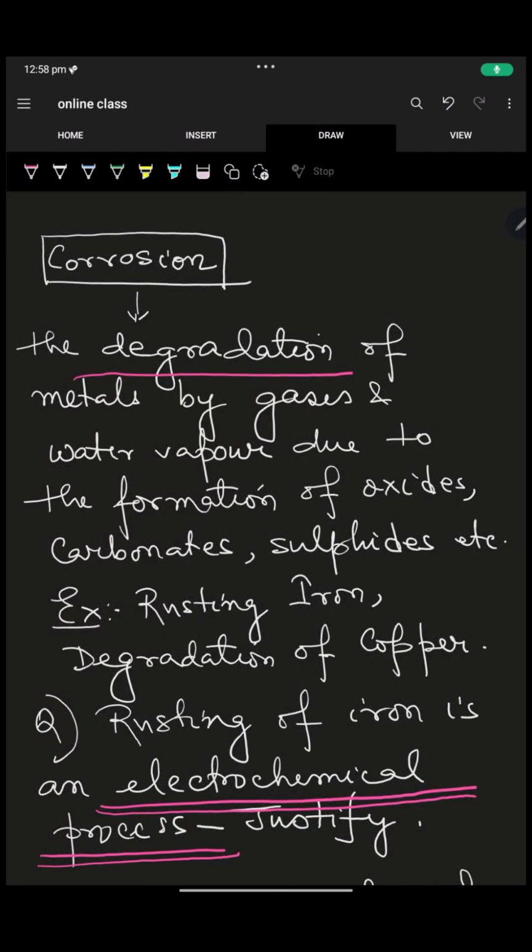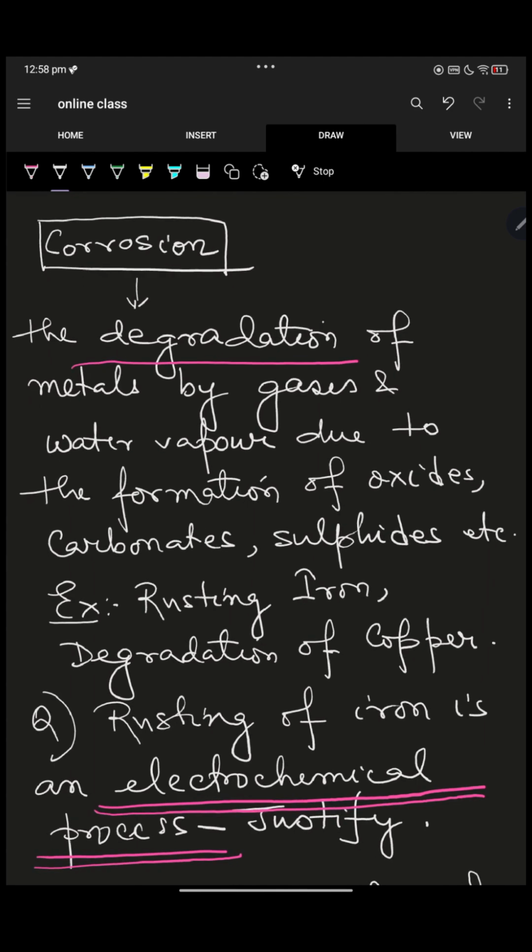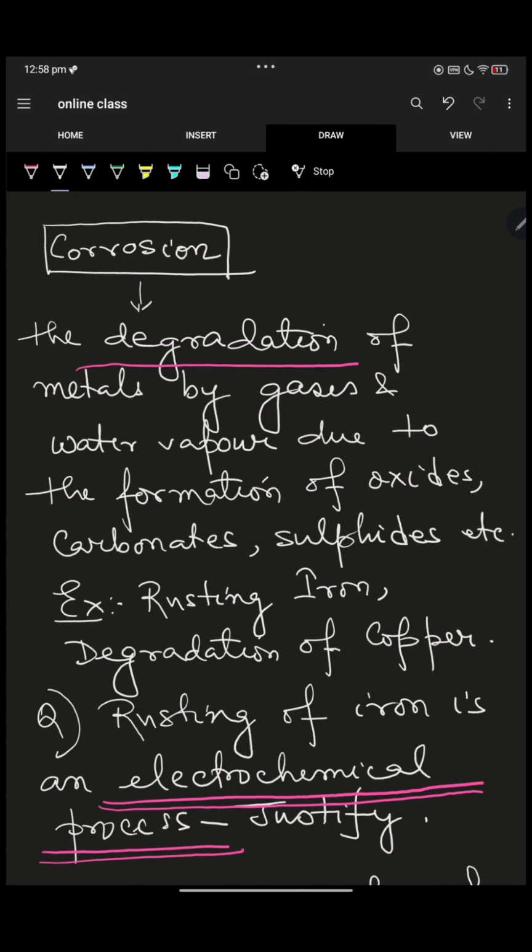What is corrosion? Corrosion means the degradation of metals, right? Now, many think corrosion means rusting. Rusting is an example of corrosion. It is not the only example of corrosion. It's one of the examples.